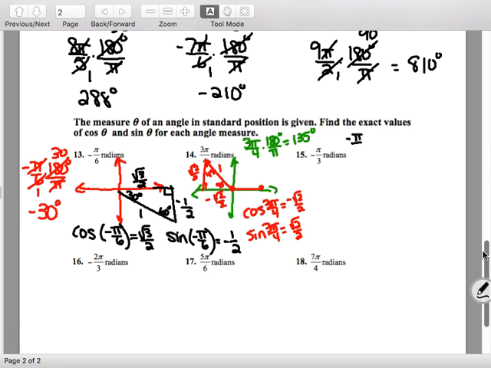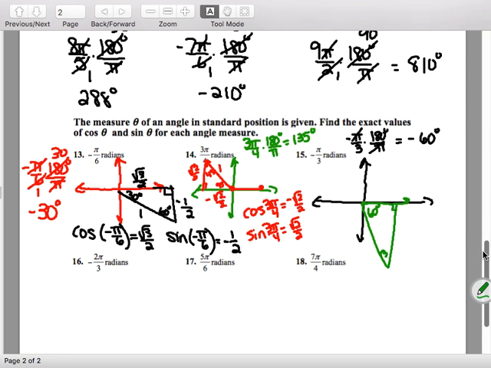-pi/3. I multiply -pi/3 times 180/pi. The pi's cancel. Reducing is -60. A negative angle rotation is clockwise. It's going to go down here, and I'm rotating 60 degrees. The hypotenuse is 1 because we're making a unit circle. That's the radius of the circle is 1. Across from 30 is 1/2. Across from 60 is radical 3/2.